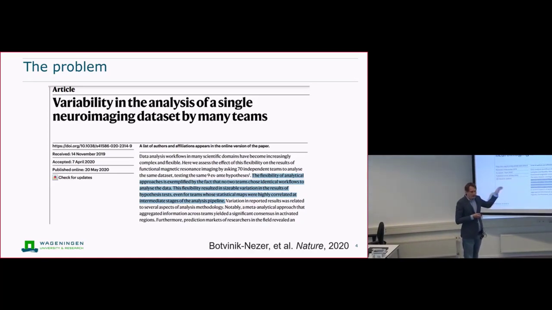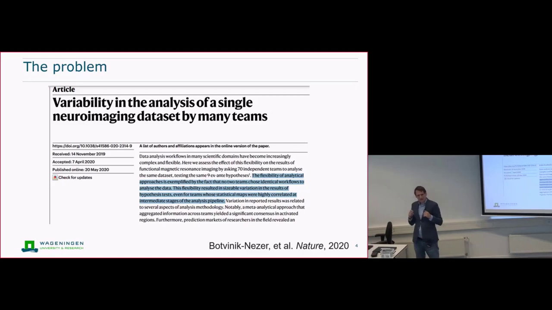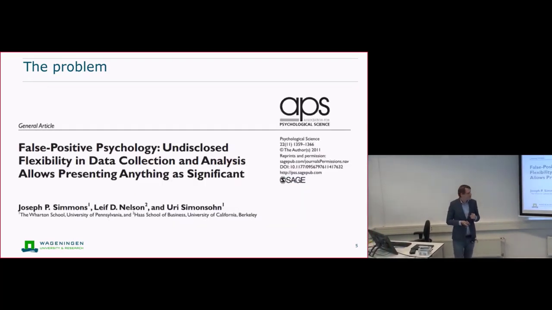Now, this is a very complicated data set: fMRI data, thousands of voxels per participant. But even if you have very simple data, there's also a huge impact of flexibility on the conclusions that you can draw. This is a very well-known study from psychology, from 2011. But I noticed that even today, it's the most read paper from Psychological Science in the last 6 months. So it's very prominent in the literature. What they show is that flexibility can have a huge impact on the conclusions that you can draw from data.